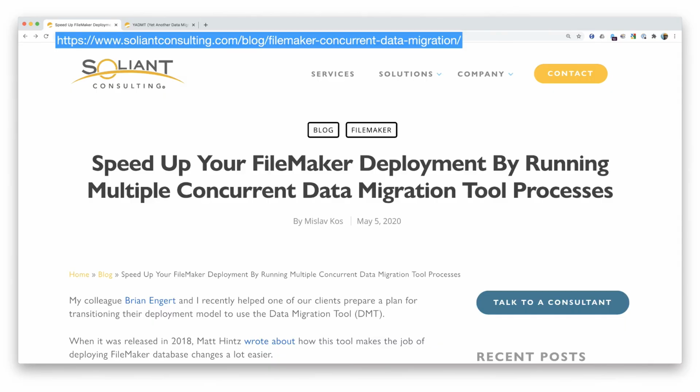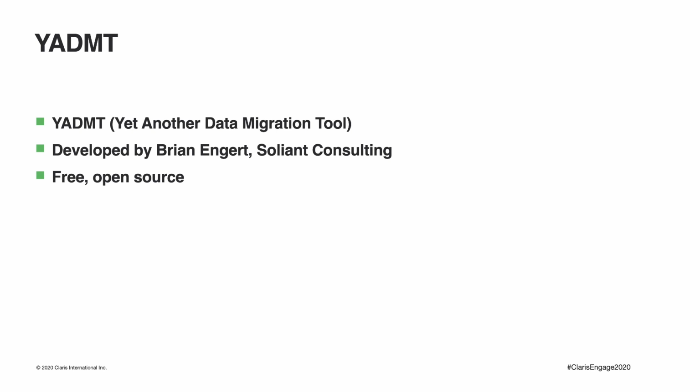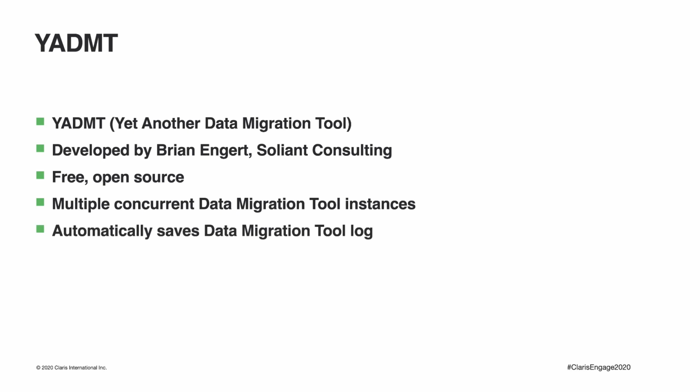This blog post goes into more details about how to organize deployments for multi-file solutions. In particular, there's a tool that my colleague Brian Engert developed that makes it a lot easier to handle these kinds of deployments. The tool is called YaDMT, which stands for Yet Another Data Migration Tool. It is free and open source. It automatically chooses the sequence of which file should be migrated first. It then runs the migrations in multiple concurrent instances. It automatically saves the log file for you.